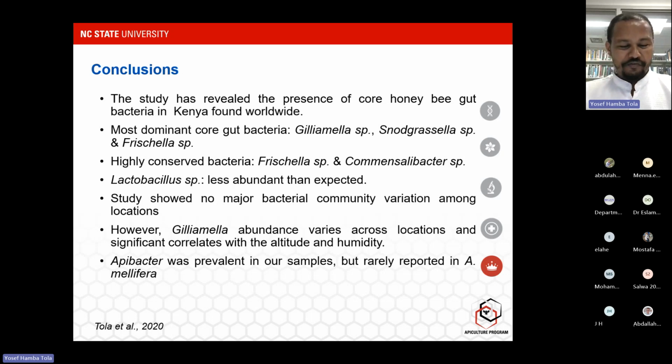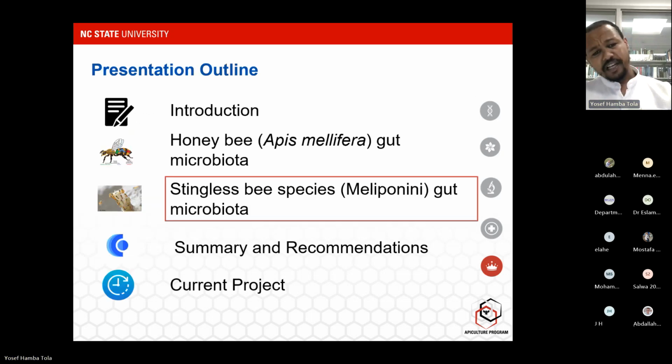In addition, we found one bacterium, Apibacter, which is prevalent in our samples but rarely reported from Apis mellifera. This genus is mostly found in Apis cerana and Apis dorsata. Maybe that's something which needs to be studied to understand why we found this Apibacter in Apis mellifera.